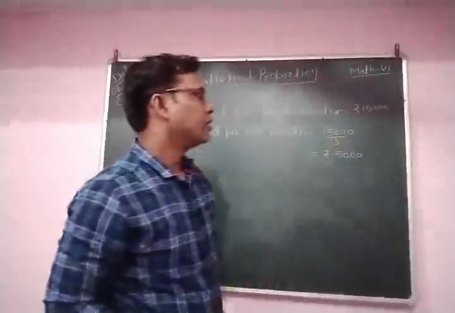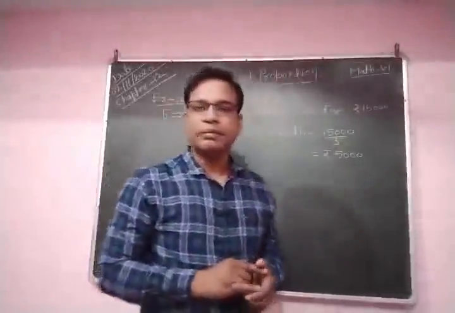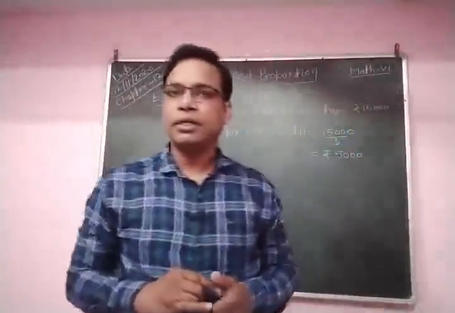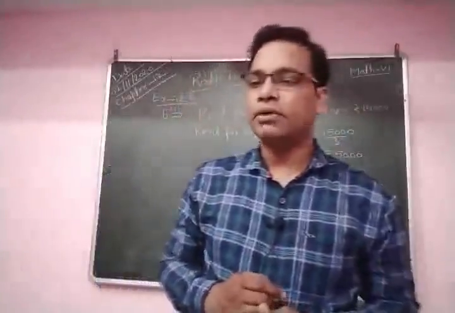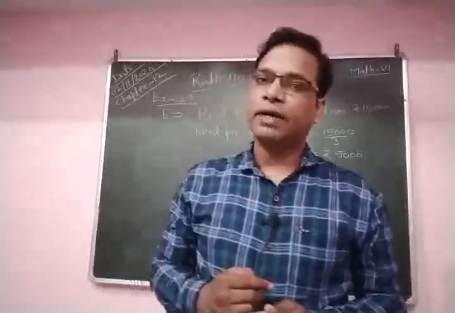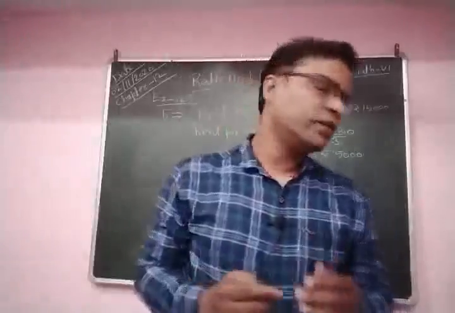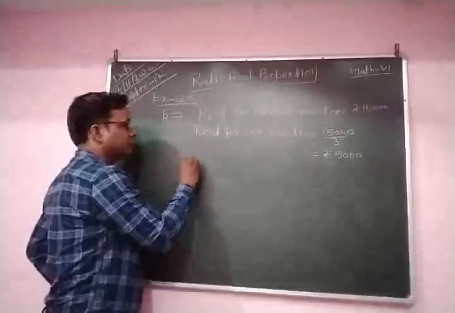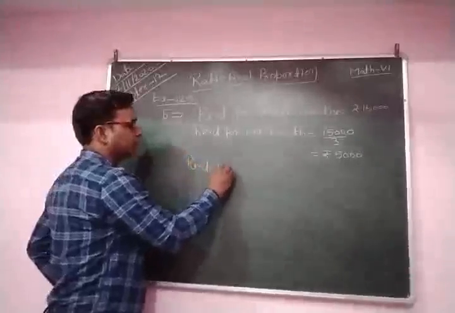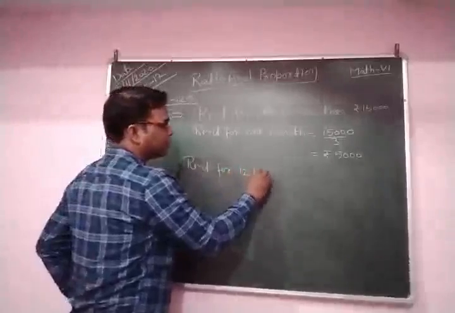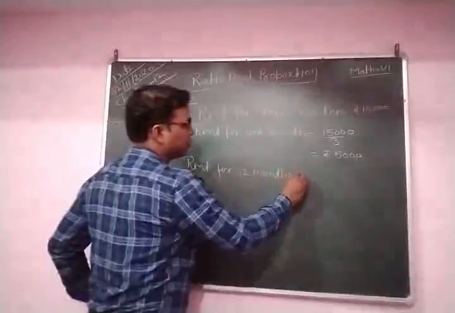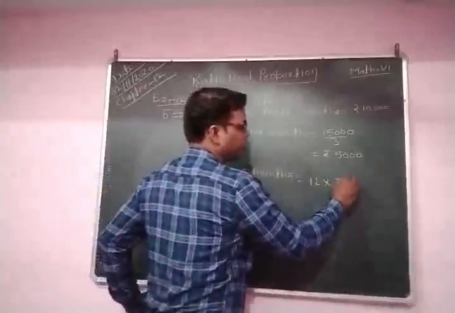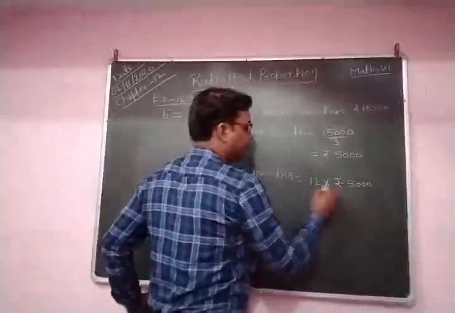This is clear. This is given: rent for 3 months is 15,000. So we need to find the rent for 12 months. How can you find the rent for 12 months? This is equal to rupees 12 into rupees 5,000.